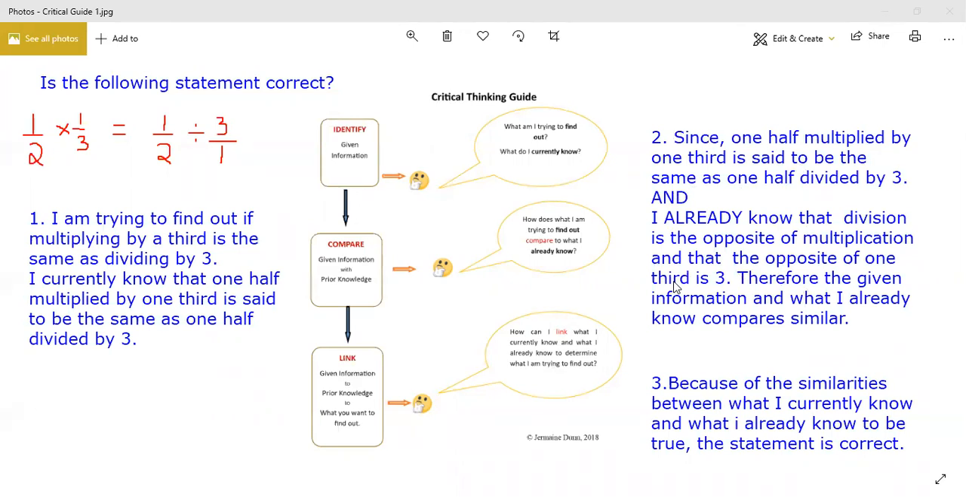Link given information to prior knowledge to what you want to find out. In this step, this is a simple step. The learner will now ask themselves, how can I link what I currently know and what I already know to determine what I'm trying to find out? So now we're going to merge all of what we have done in step 2 in this final step to draw our conclusion. We would state, because of the similarities between what I currently know and what I already know to be true, the statement is indeed correct. And so we have answered the question: the statement is correct.